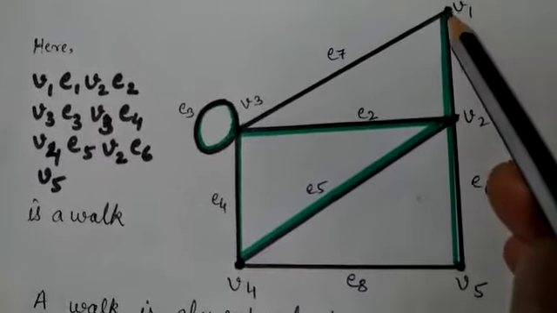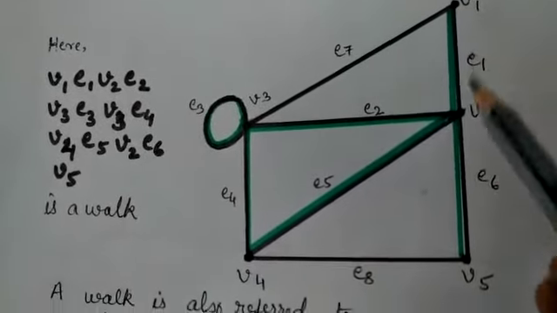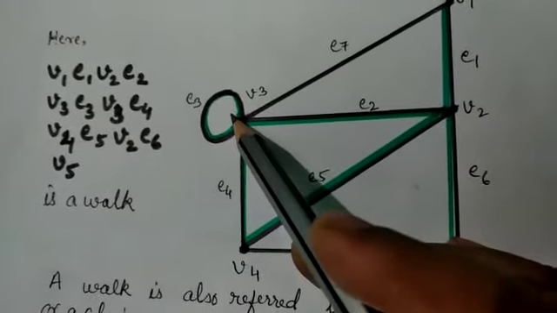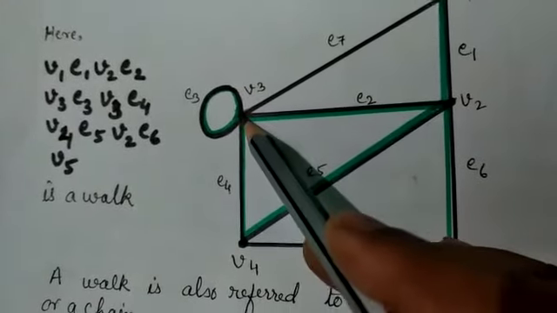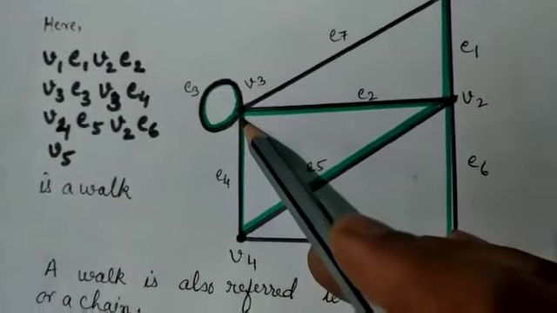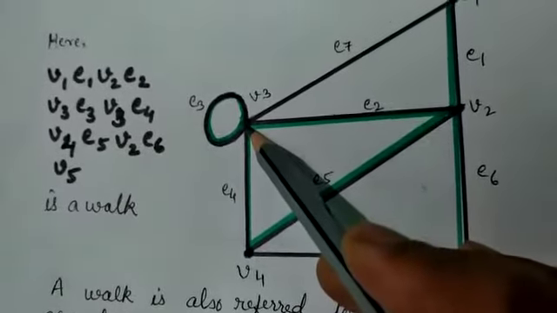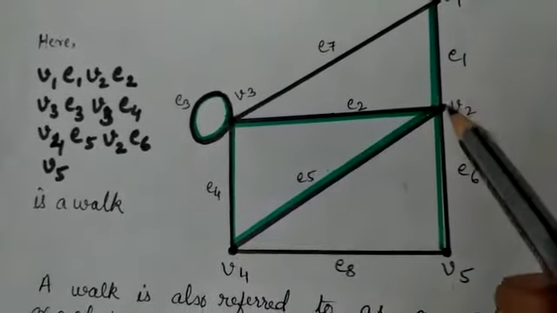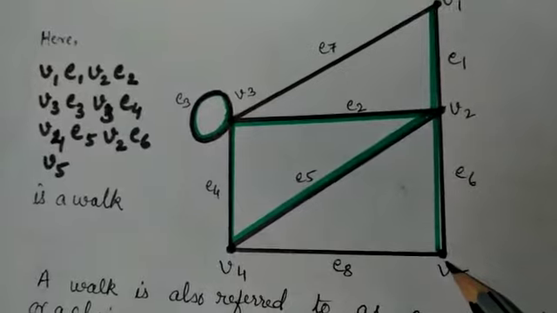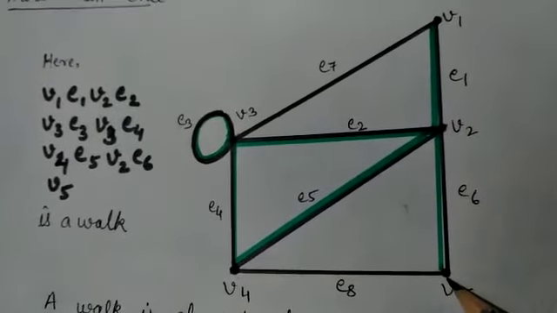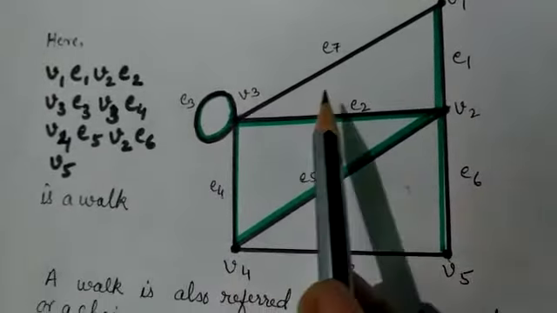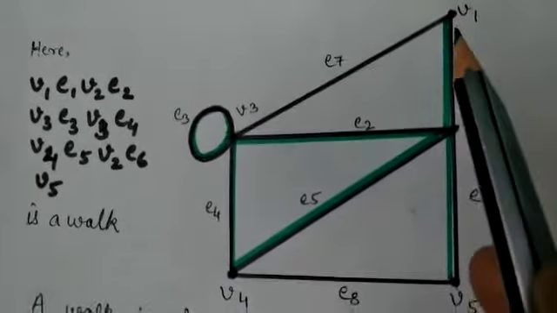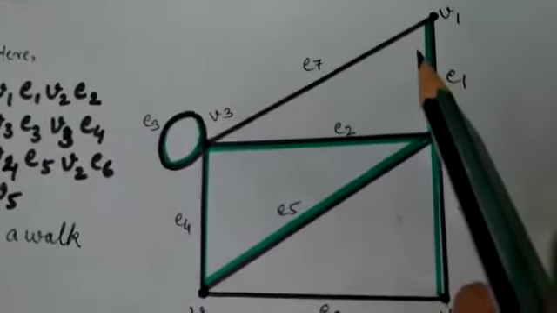Here V1, E1, V2, E2, V3, E3, then again V3, E4, V4, E5, V2, E6 and V5. This is an example of walk. Here what we observe is that no edge appears more than once.